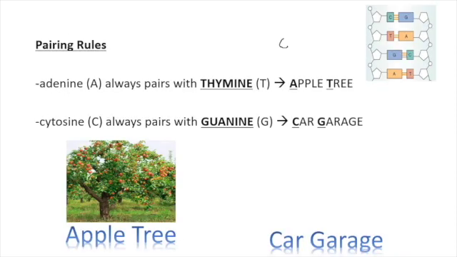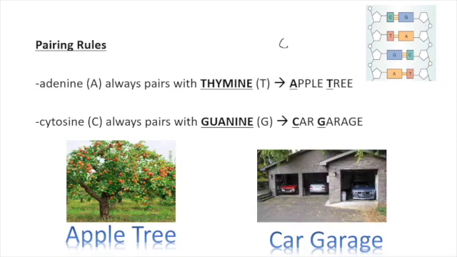Important rules. Adenine, which is our A, always pairs with thymine, and cytosine always pairs with guanine. And apple tree, car, garage. It's kind of how we remember it. A little cheesy, but totally works. So apples grow on a tree, cars go in a garage: A with T, C with G.